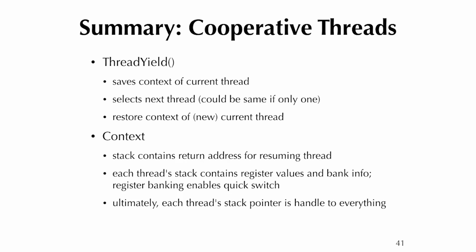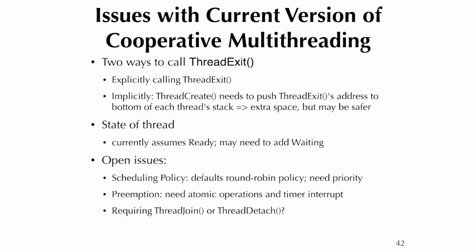Okay, so this is a summary of cooperative threads. Thread yield saves the state of the current thread, selects the next thread, and restores the context of the newly selected thread. And the context includes the return address plus all these saved values of these registers that are now on 0 to 7, and R0 to R7 are saved in the register bank.